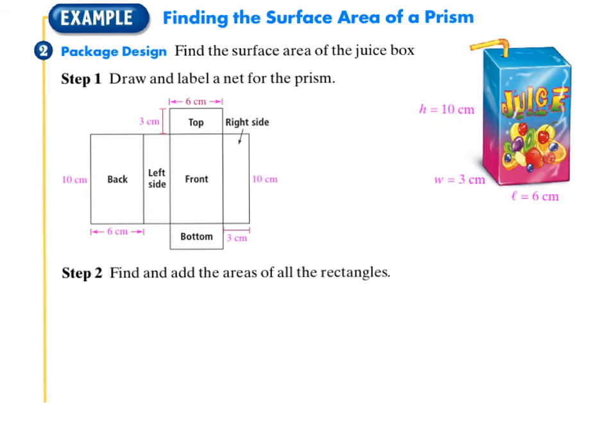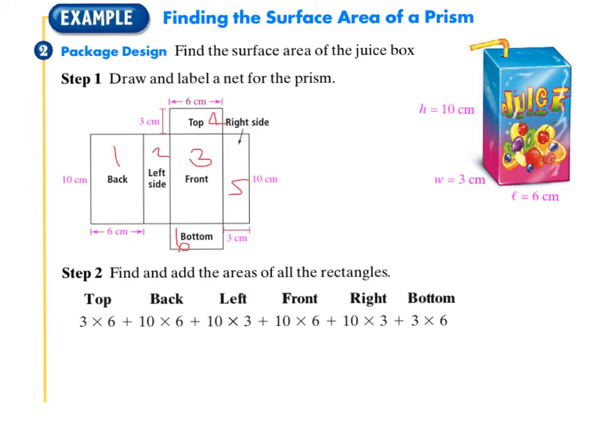So second, we have to find and add the areas of all the individual rectangles. So we need to find the area of 1, 2, 3, 4, 5, 6 individual rectangles. So we have to do the top, back, left, front, right, and bottom. So the top would be 3 times 6, the back would be 10 times 6, the left would be 10 times 3, the front would be 10 times 6, the right would be 10 times 3, and the bottom would be 3 times 6.